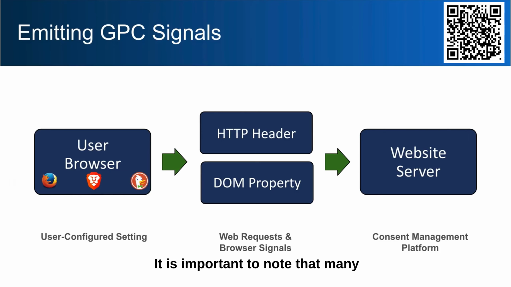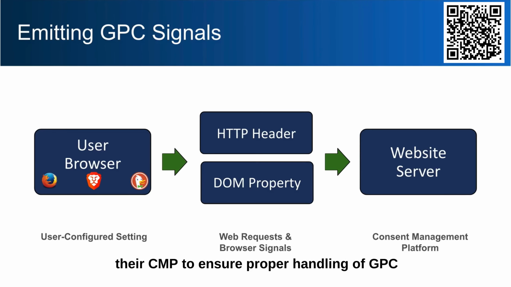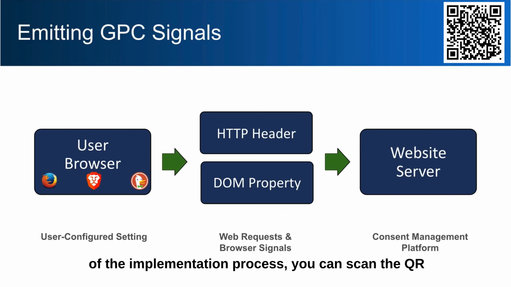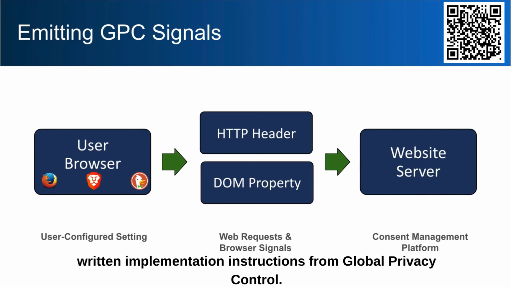It is important to note that many consent management platforms, CMPs, are designed to recognize and transmit GPC signals, frequently utilizing the Global Privacy Platform, GPP. Businesses should verify the specific configuration of their CMP to ensure proper handling of GPC signals. For a more detailed explanation of the implementation process, you can scan the QR code in the top right corner of this slide to access written implementation instructions from Global Privacy Control.